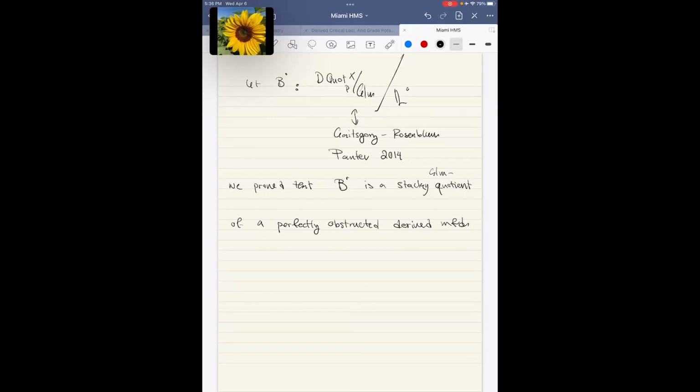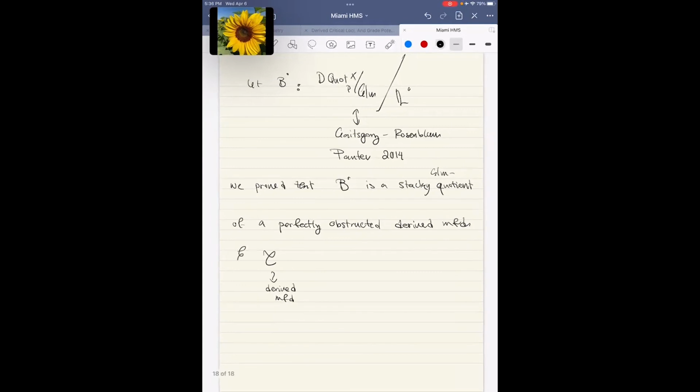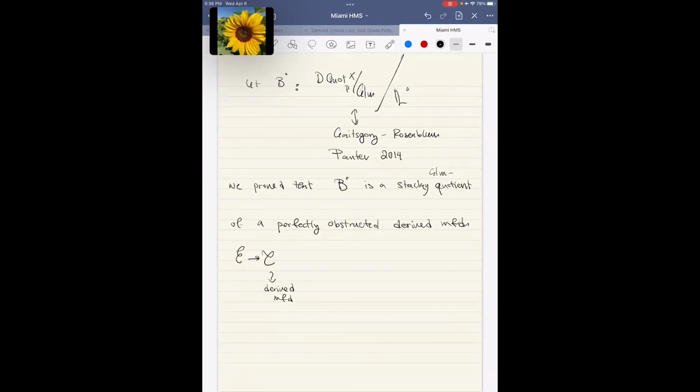What does that mean? It means that there is a derived manifold C, and on it there is a perfectly obstructed bundle, and then there is a section of it. Then B0 is the scheme structure of this guy in here. B0 is the derived zero locus of this section. And our B dot is actually this derived zero locus, stacky quotient by GL_M.